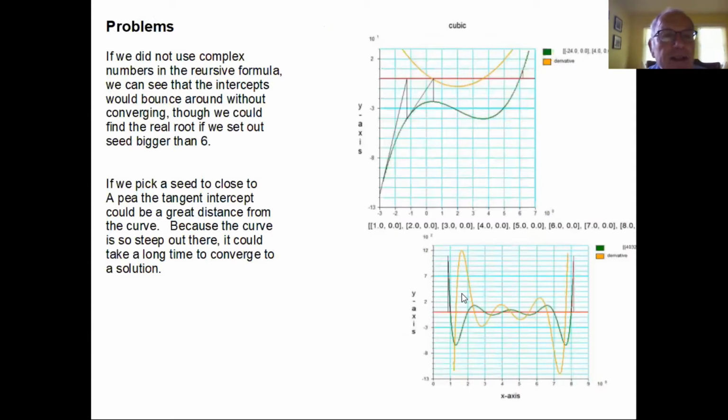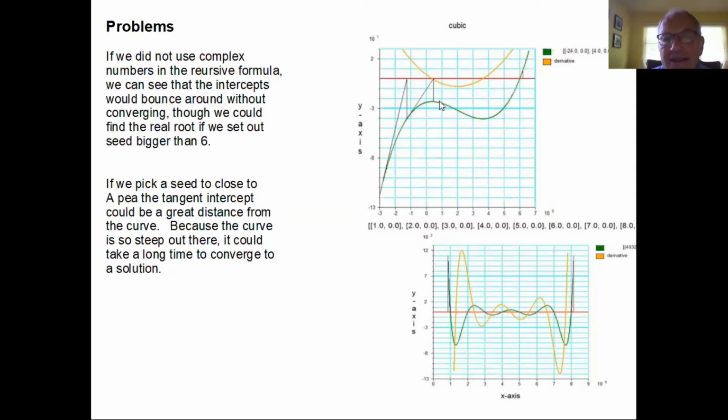Okay, if we did not use complex numbers in the recursion form, we can see the intercepts would bounce around without converging, though we could find the real root. We set our seed bigger than 6. So over here, if we started with the seed that started here, we would go here and bounce in. If we hit this point, we would then bounce out somewhere and we would be stuck.